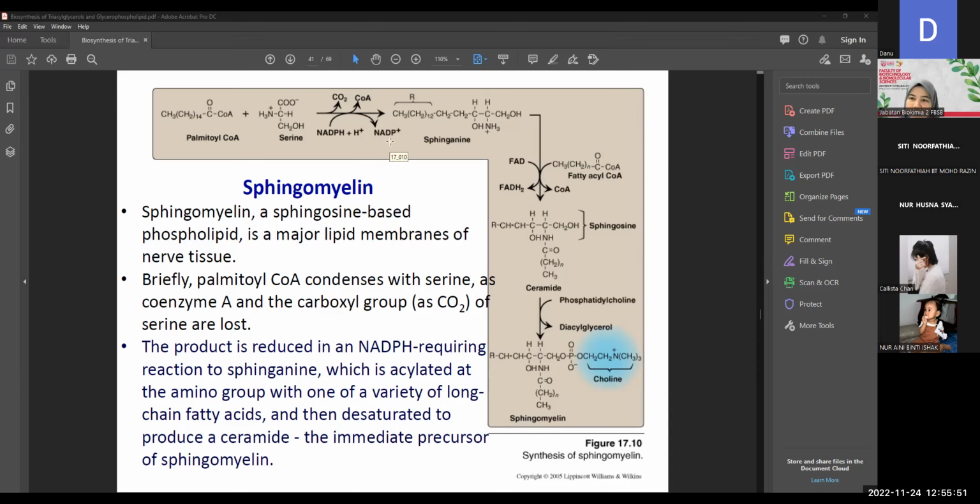But basically it involves two different enzymes here. One is a synthase enzyme, another is a reductase enzyme. Synthase for the condensation, and a reductase enzyme also, because it's an NADPH dependent reaction, so it requires this reductase enzyme to produce sphingenin.